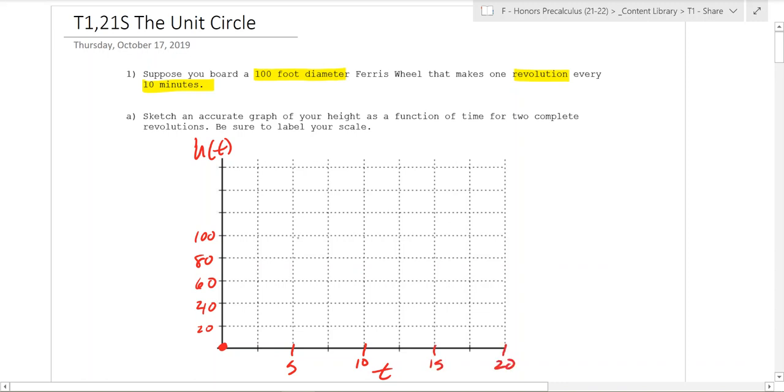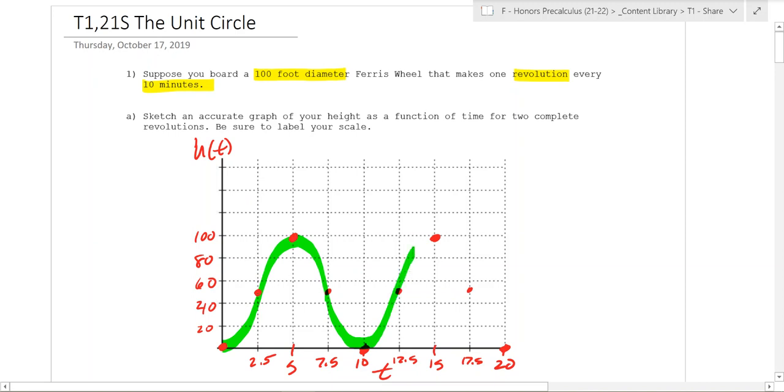At time equals 5, it's going to be the highest, because at time equals 10, it's going to be back here. Midway through, it's going to reach the midline at 2.5 minutes, and at 7.5, and then 12.5 and 17.5. As we found out yesterday, you get these nice curves. They go up and then down and keep continuing. It's cyclical.